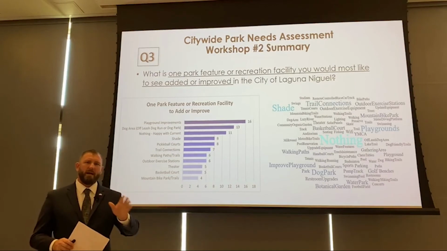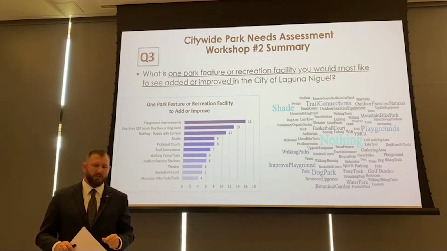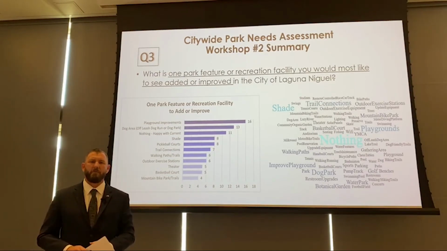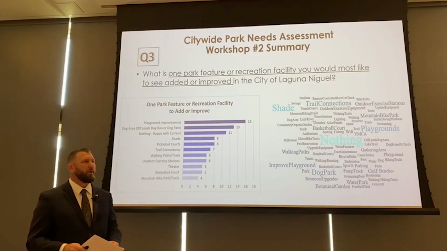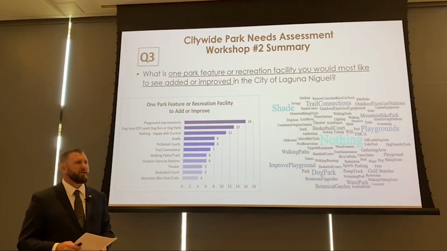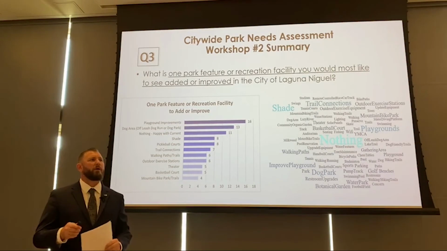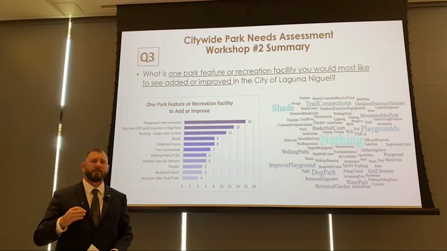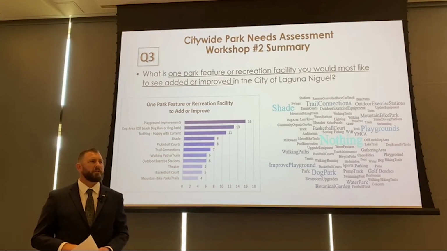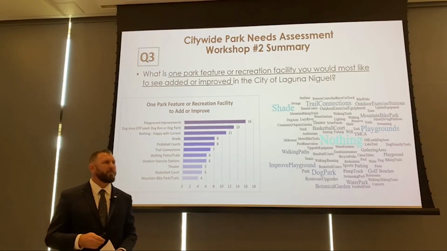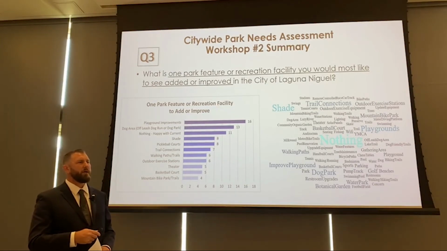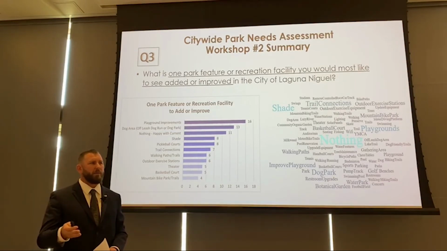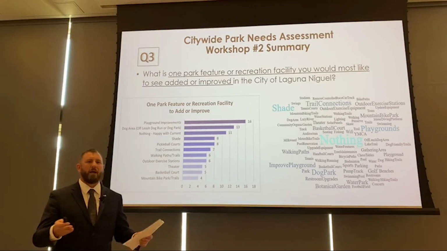Throughout this process, we asked very common questions such as, what is one facility you're looking for? What is one program you're looking for? And during this workshop too, we asked, what one park feature or recreation facility would you most like to see added or improved within the city of Laguna Niguel? Here's some of those top responses. Playground improvements, the dog area, off-leash dog area, dog amenities. Nothing. I'm happy with it.